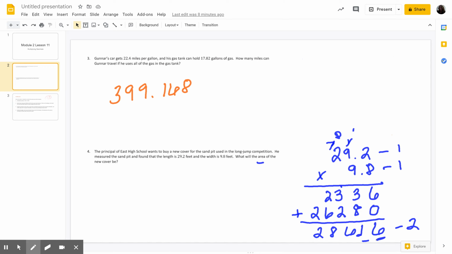So that's the basic standard algorithm for multiplication of decimals. You just need to make sure you place your decimals in the correct place, first by thinking about your estimate, and secondly by checking how many decimal place values are in each factor and ensuring that is how many decimal place values you have in your product. So our answer would be 286.16 square feet.